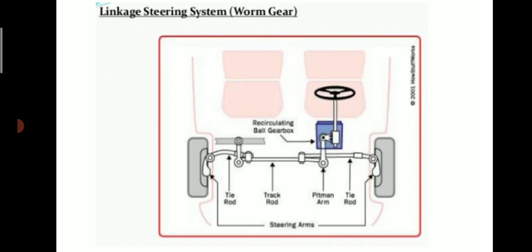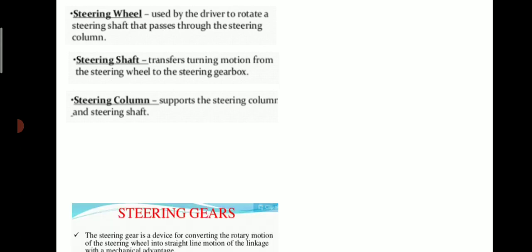And these are the linkages of the steering system. You will see here the recirculating ball gearbox, then tie rod, pitman arm, track rod; these are some of the linkages. First is the steering wheel, used by the driver to rotate a steering shaft that passes through the steering column. Second is the steering shaft, which transfers turning motion from the steering wheel to the steering gearbox. The steering column supports the steering shaft.